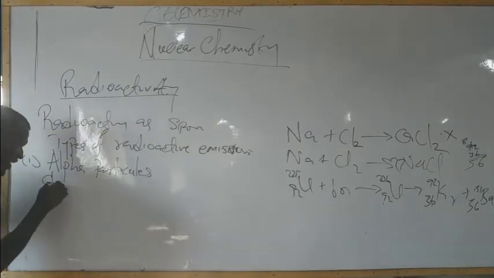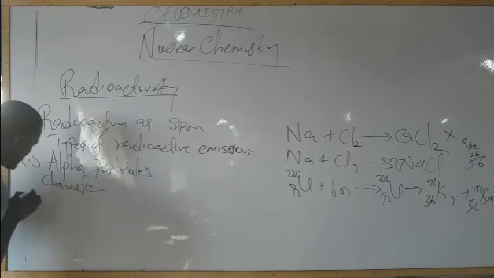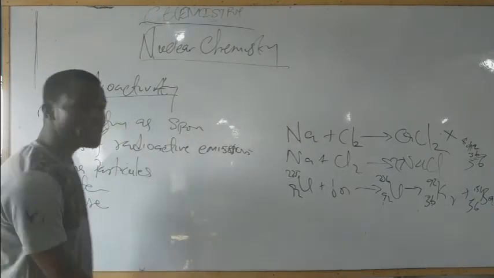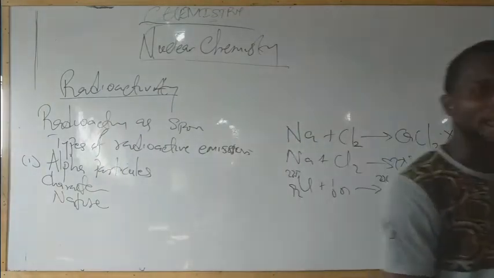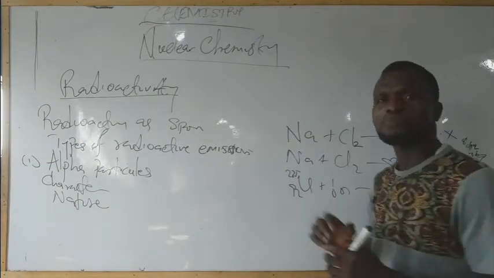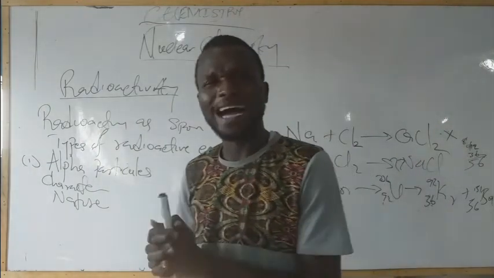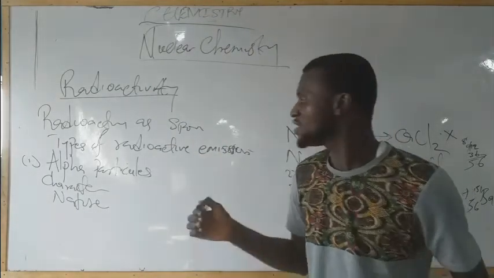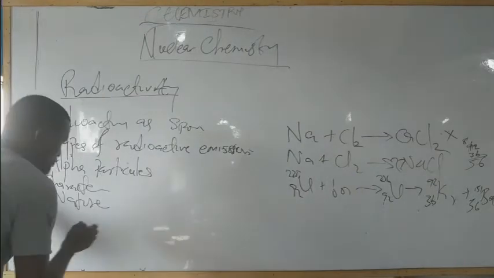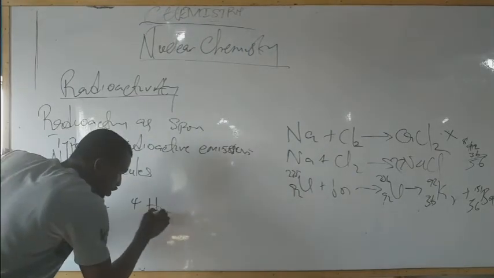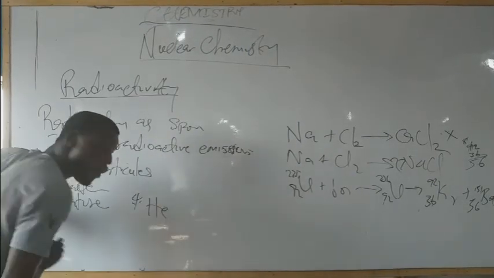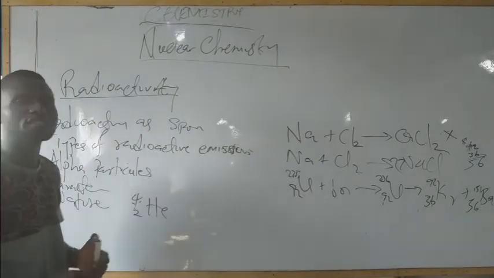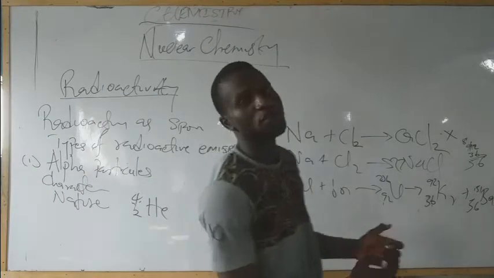Now, we look at the characteristics. Very simple. The first thing we look at is number one, nature. An alpha ray is a stream of positively charged particles comprising of helium nucleus. By notation, it is represented as helium with a superscript 4 and subscript what? 2. The superscript 4 denotes the mass number and the subscript denotes the what?